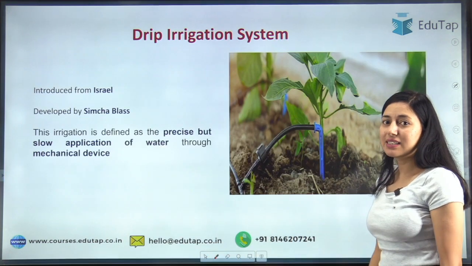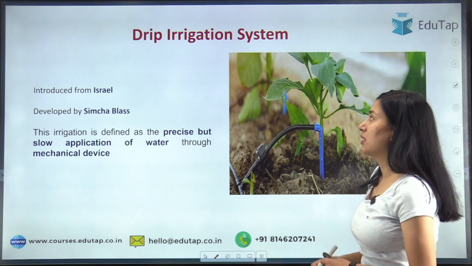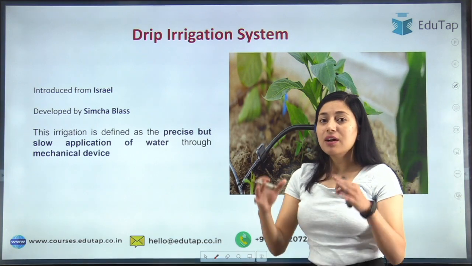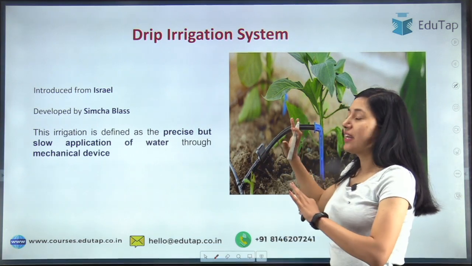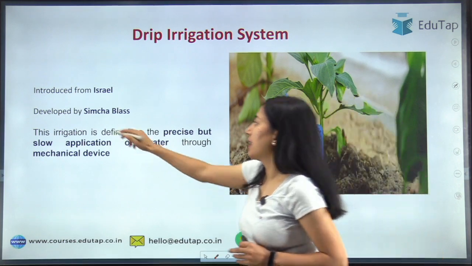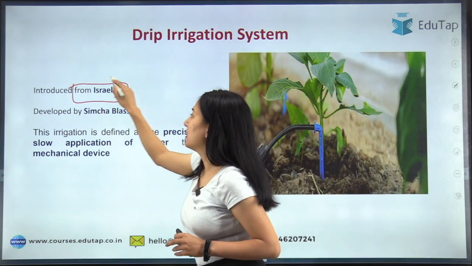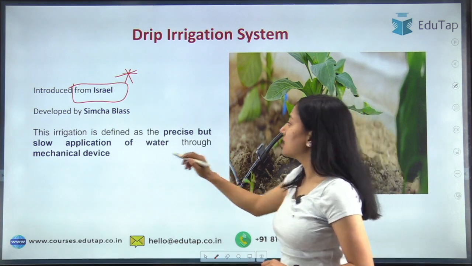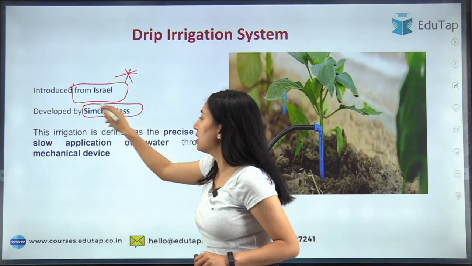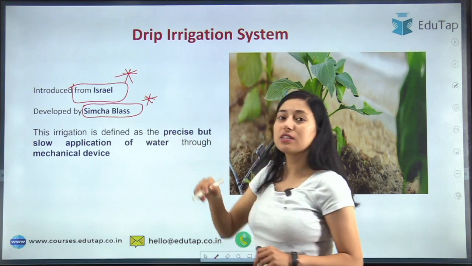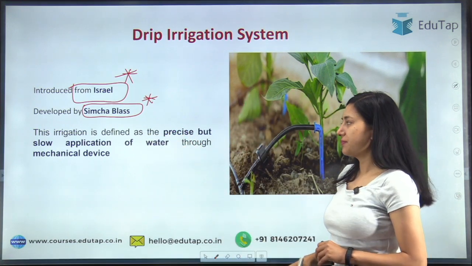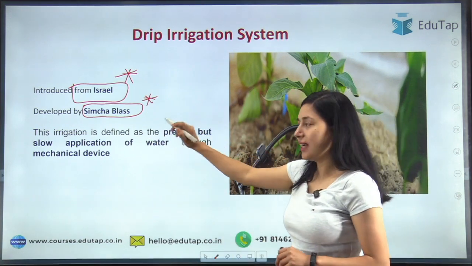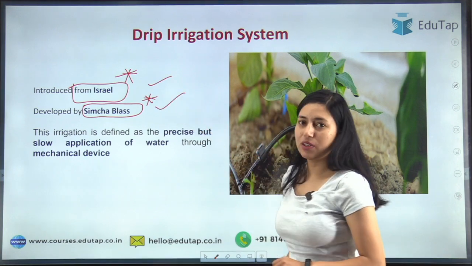Now let's see what the drip irrigation system is. Students, the drip irrigation system was introduced from Israel. You must know this: the drip irrigation system was introduced from Israel and it was developed by Syllabus. This is an important point, students, you must know for your exam point of view. It was introduced from Israel and developed by Syllabus.